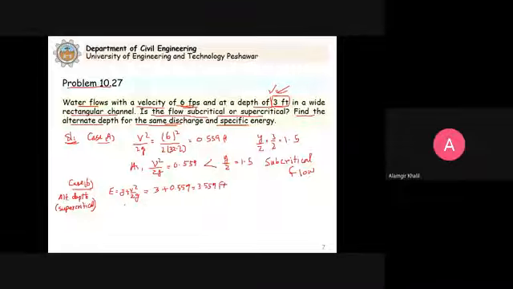Now we can calculate the discharge if you want. In this case, E will be equal to Y plus Q squared divided by 2g into Y squared. Now we have calculated the specific energy, so we can calculate the small q. This will be equal to V into Y, and both are given. What is the velocity? 6. And what is the depth? 3. Because the discharge and the specific energy are the same, this will be equal to 18 CFS per foot.